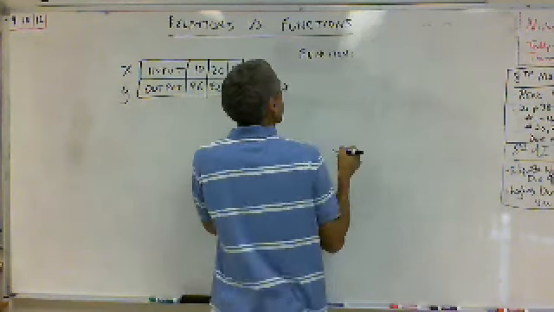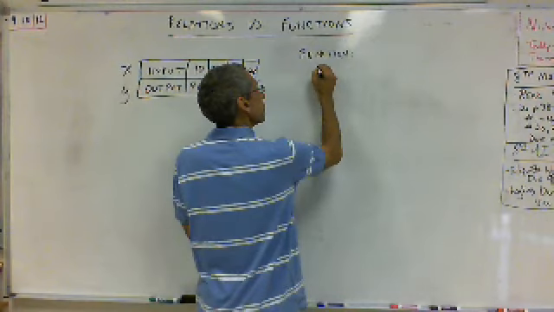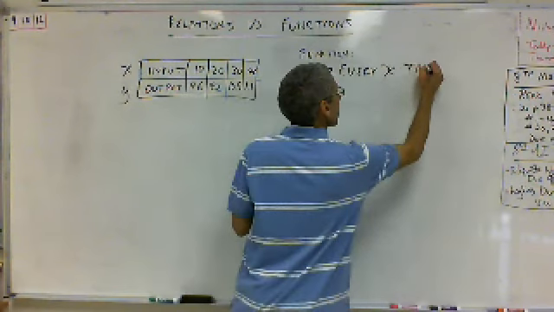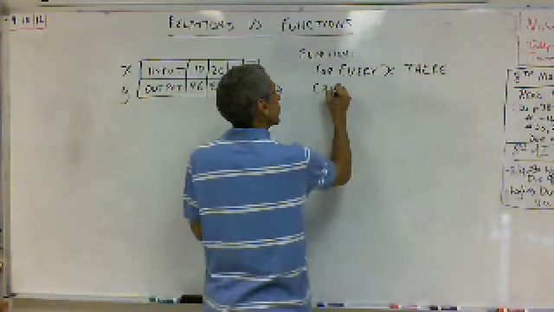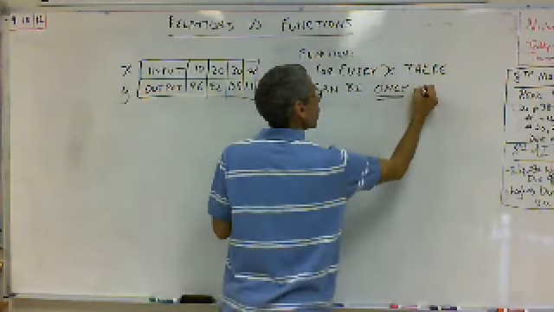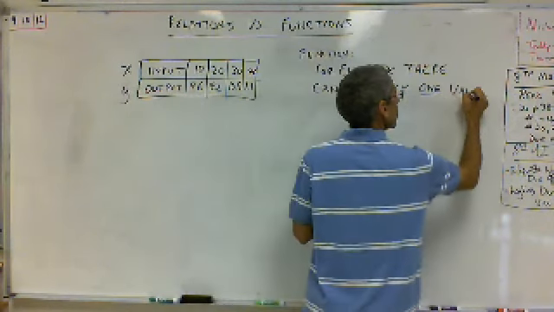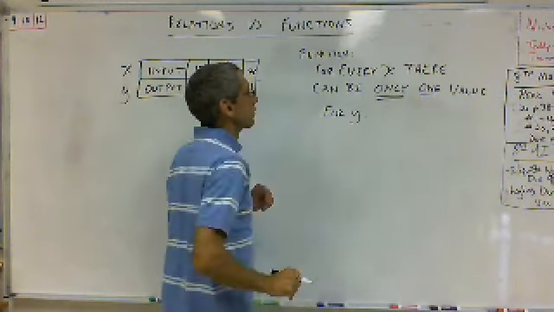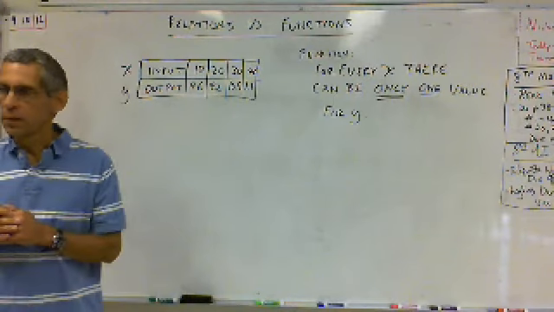In order to know if something is a function, this is what you need to know. For every x, there can only be one value for y. There can only be one value for y.